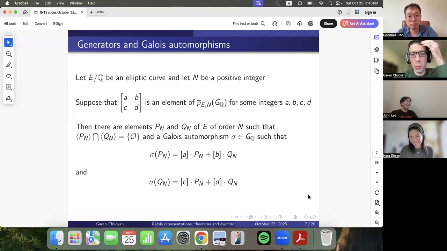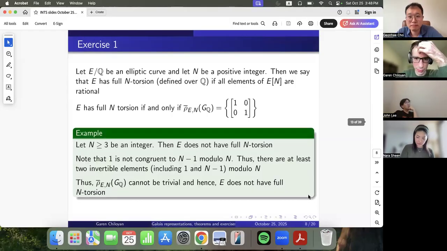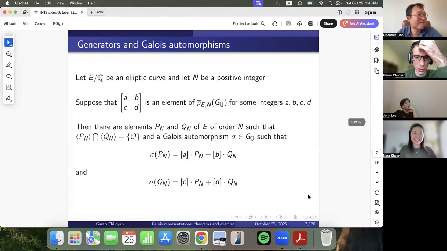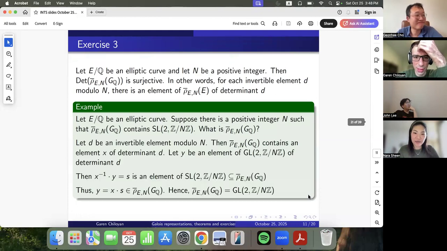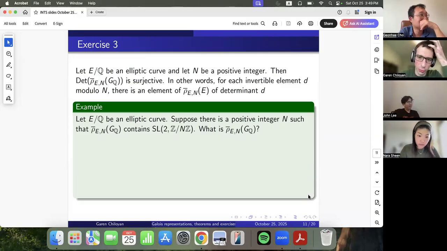Okay, let's move on. Okay, there's the first exercise. Let E be a rational elliptic curve and N be a positive integer. Then we say that E has, oh no, I mixed this up. Okay, one sec. No, no. Oh no, I wrote this incorrectly. Let's go here first. It's exercise 3. I'm sorry. I wrote the exercises in the incorrect order.